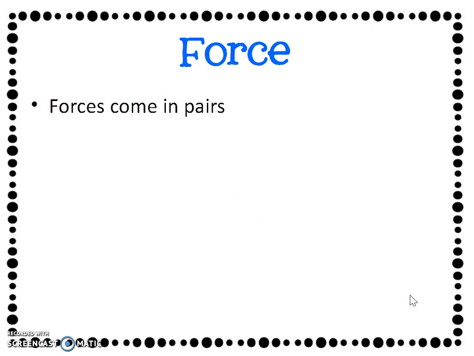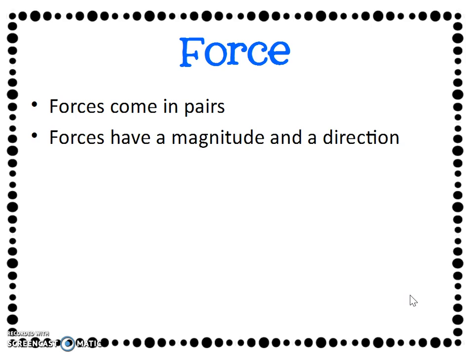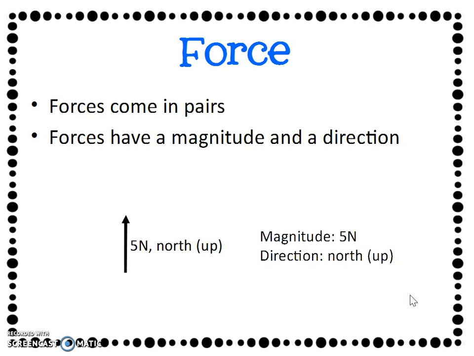All right, so forces come in pairs, and they also have a magnitude and a direction. So what I mean by that is that they have the force, the newtons. So the magnitude in this example would be 5 newtons. And then they also have a direction. And in this example, it would be north or up. So forces have a magnitude and a direction.